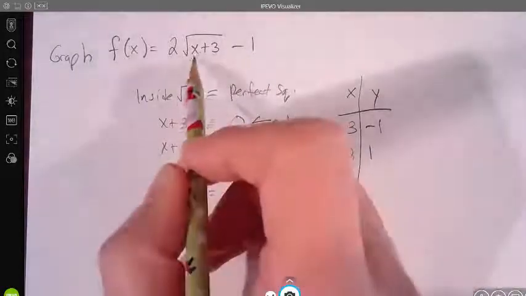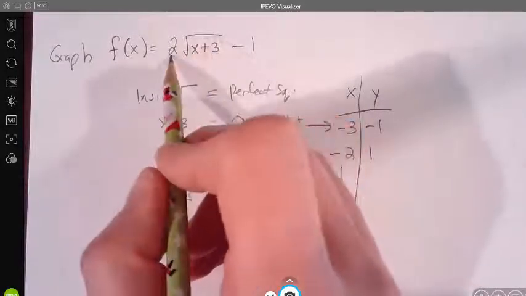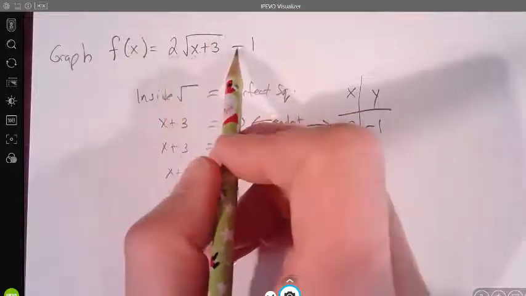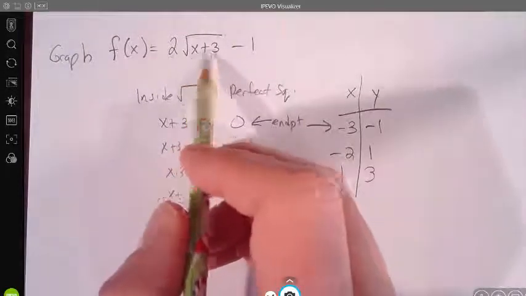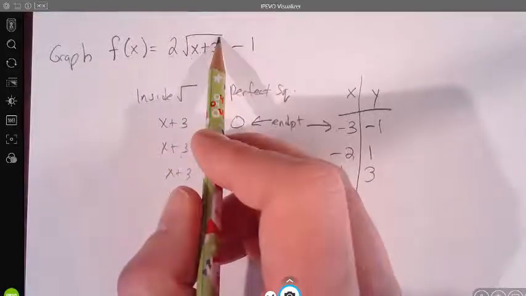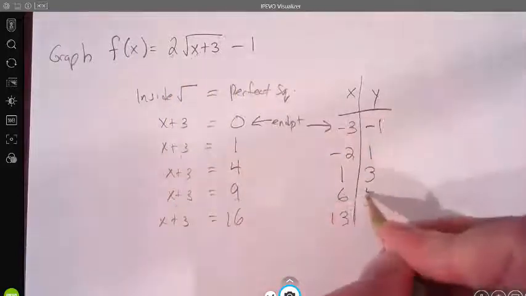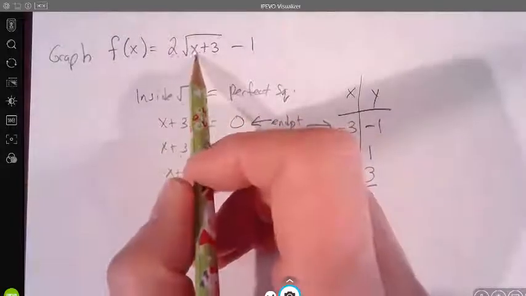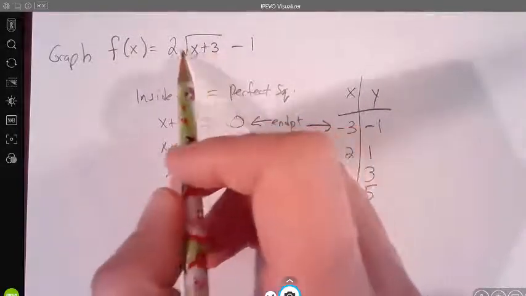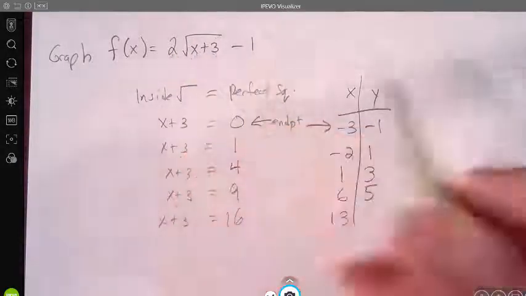If I sub in 1, 1 plus 3 is 4. Square root of 4 is 2. Times 2 is 4. Minus 1 gives me 3. And if I sub in 6, 6 plus 3 is 9. Square root of 9 is 3. 2 times that would be 6. Minus 1 would be 5. And if I use 13, I get 13 plus 3, that's 16. The square root of that is 4. 2 times 4 is 8. Minus 1 gives you 7.